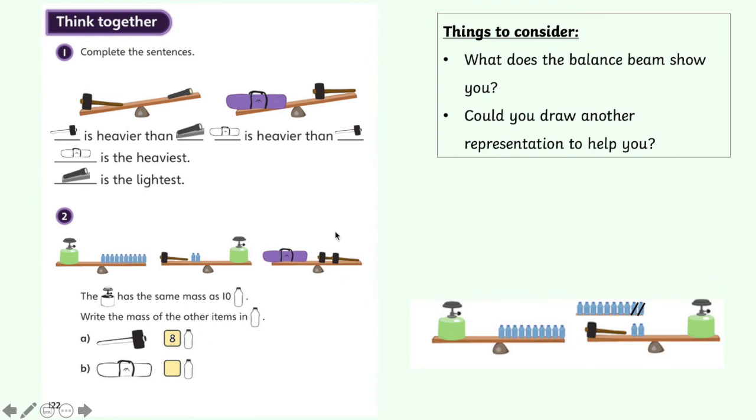Right, now let's have a look at this last balance beam. You can see that we've got 2 hammers is the same as a tent. So how are we going to work out what the tent is? Well, we just need to do 2 lots of the hammer. And we know that the hammer is 8 bottles, so 2 lots of that is 16 bottles. So the tent is the same as 16 bottles. Again, you could have shown this on a bar model. Bar models are really helpful for comparing different things. And in the next question, we're going to see that really clearly.